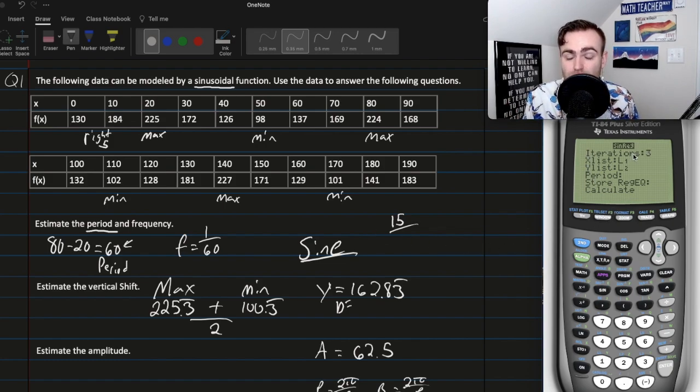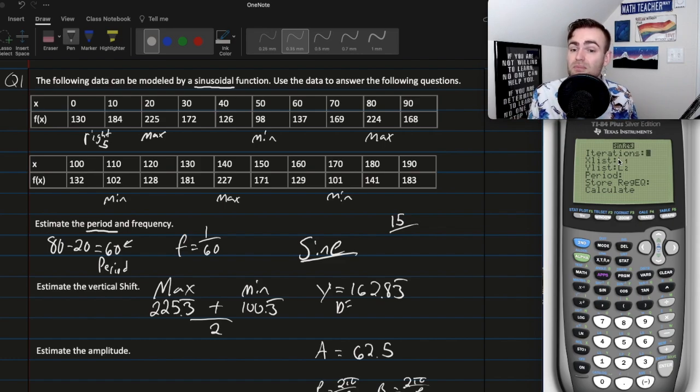First, it has iterations. What I believe is happening here, though I may not be correct, is that the calculator is going through the calculations multiple times. This iterations setting is how many times the calculator goes through the calculation. The larger the number, the more accurate the actual regression is going to be.